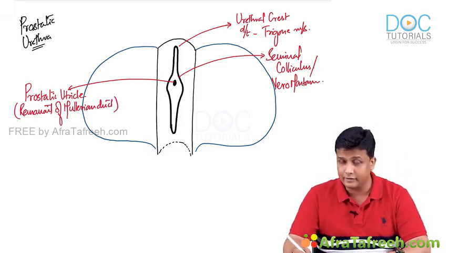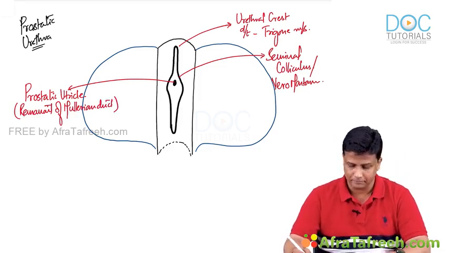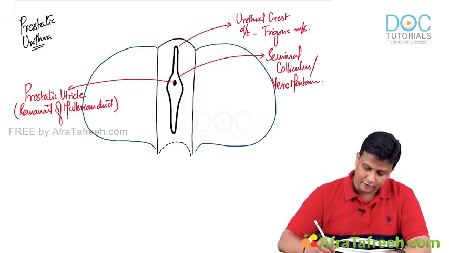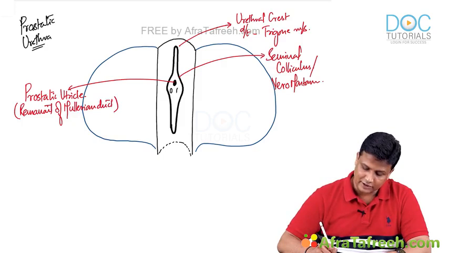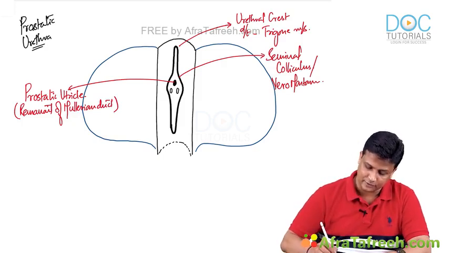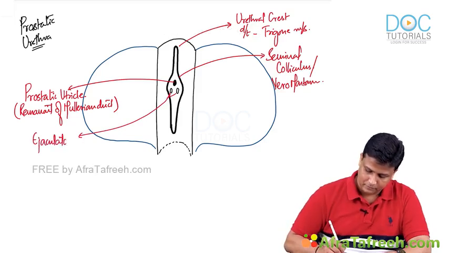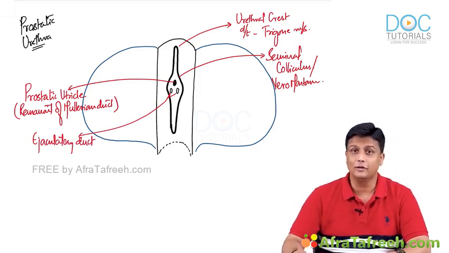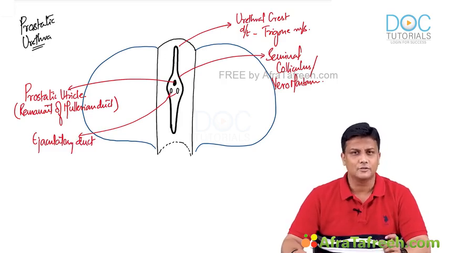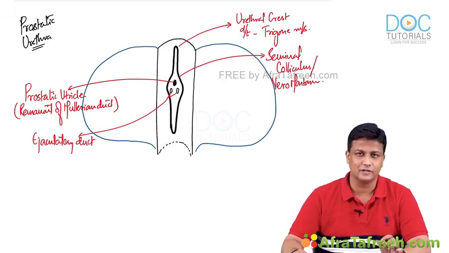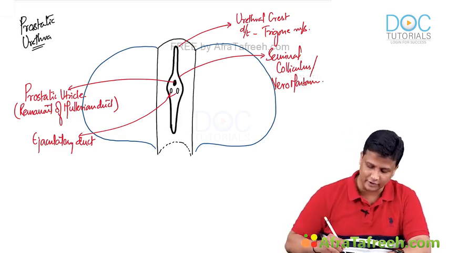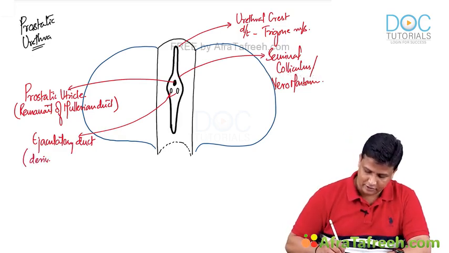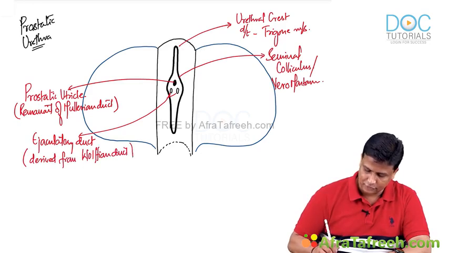I hope you all know the other name: it is also known as the paramesonephric duct. That is the prostatic utricle. On either side of it, you can appreciate the openings of the ejaculatory ducts, guys. And we all know the ejaculatory duct is derived from the Wolffian duct in males. The Wolffian duct forms all the SEED structures. The mnemonic is SEED, where one of the E's stands for ejaculatory duct. So that is derived from the Wolffian duct. Hope there is no confusion.